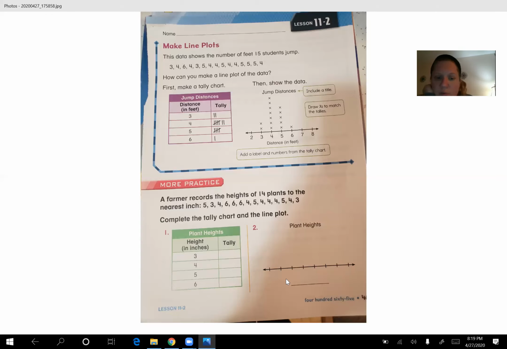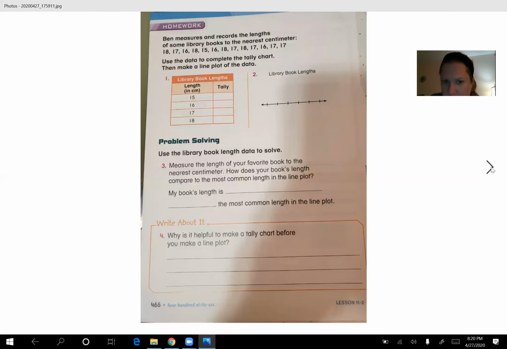Once you have your numbers for height, then you're going to put the X's. So above 3, you're going to put how many X's you got for 3. Above 4, how many X's you had for 4. Above 5 and above 6. So remember, it doesn't really matter what numbers you're starting with on the bottom. You just have to make sure that you get 3, 4, 5, and 6 on there. Don't just put 3, 4, 5, 6. Start a few numbers before and then a few numbers after. But it doesn't really make that big of a difference there.